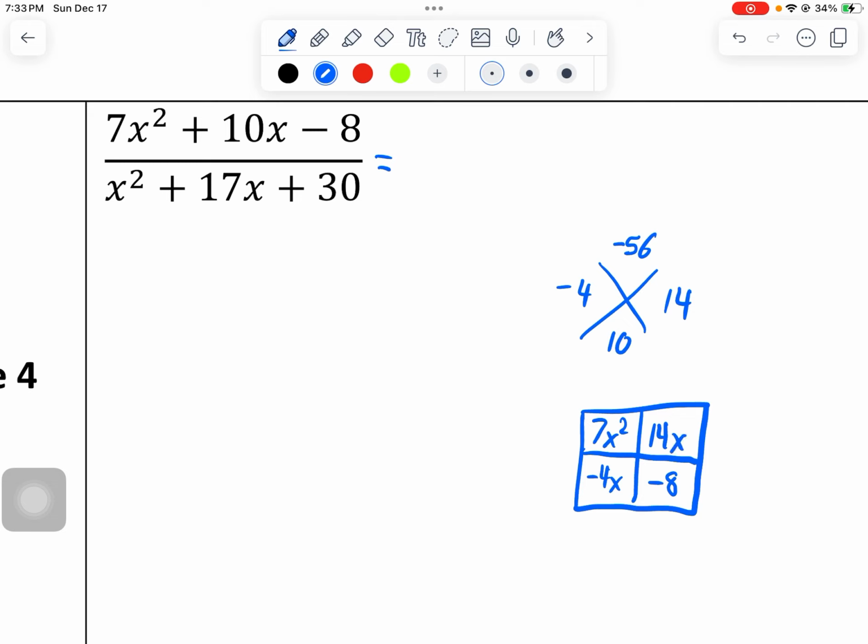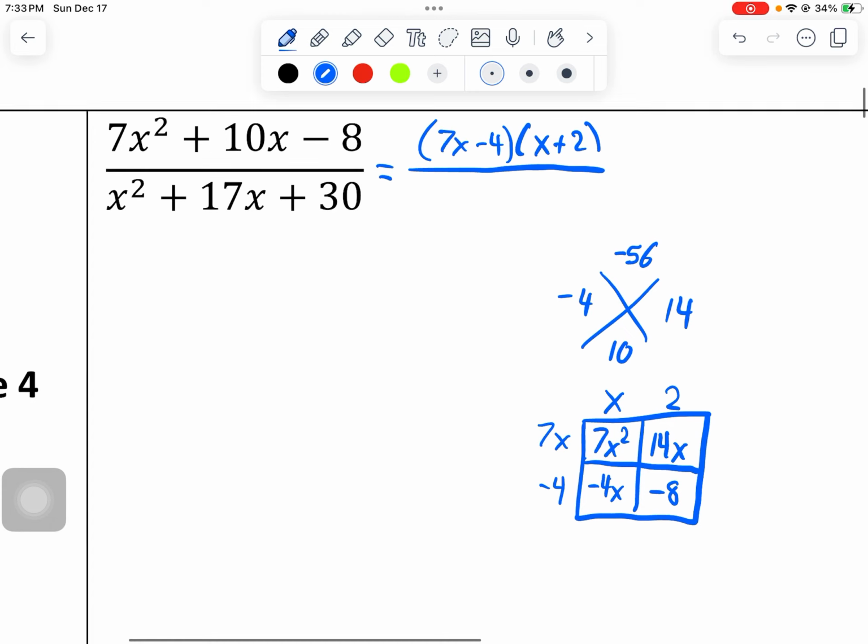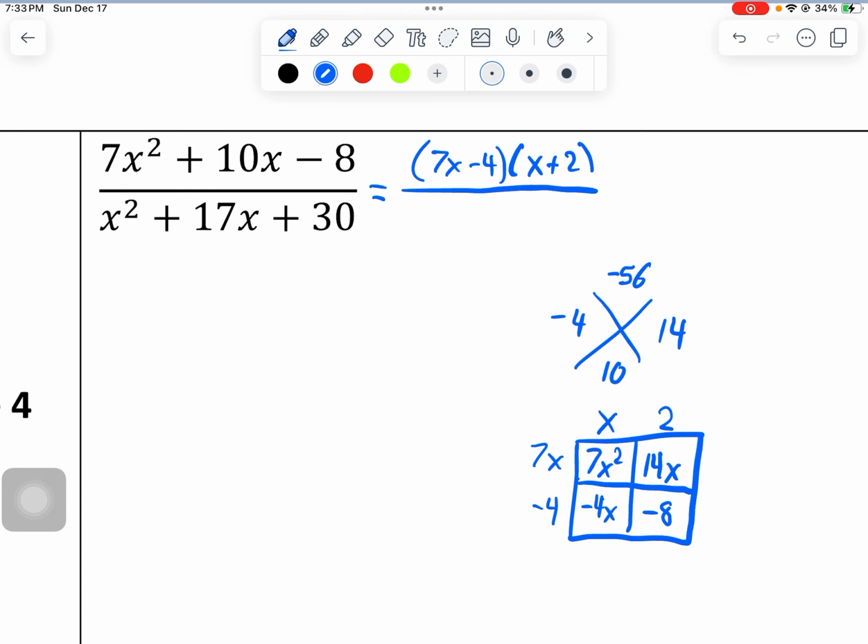And then I'll factor these out. I'm going to get x, 2, 7x, and negative 4. Okay, so this factors into 7x minus 4. This factors into x plus 2. So then on the bottom, we're probably going to see something that has to do with one of those factors.